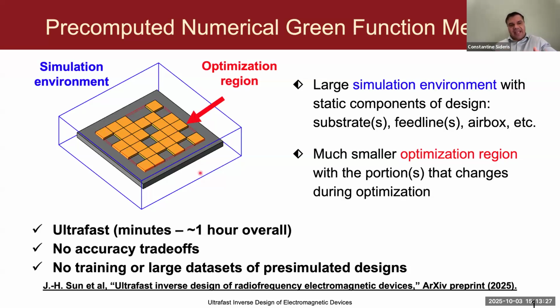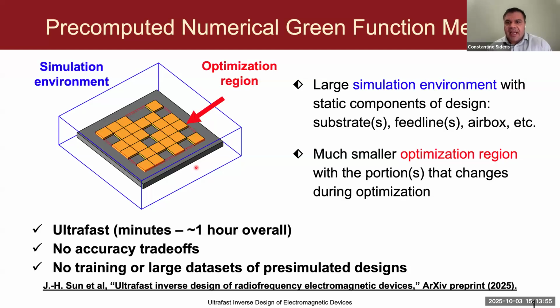However, at each stage of the simulation, to evaluate the objective function that I'm trying to optimize, the substrate stays the same, the air box around the substrate remains the same, and any absorbing boundary condition such as the perfectly matched layer stays the same. So oftentimes, very large parts of the design that you have to simulate in order to evaluate the objective function remain static. They're not changing during the optimization.